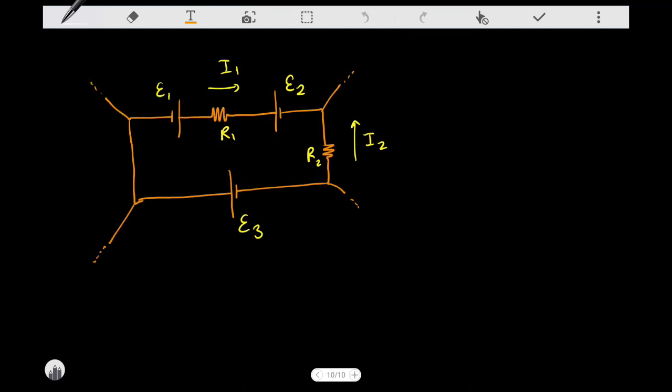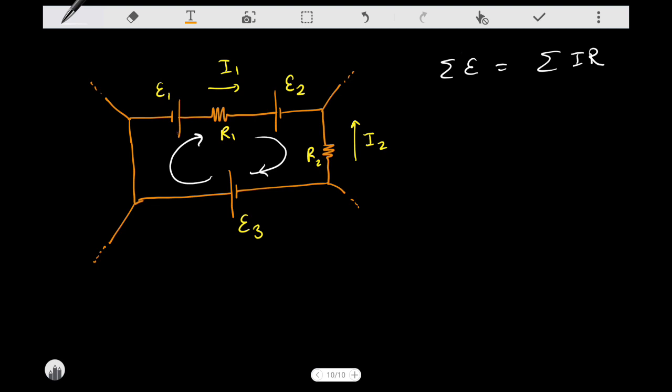This is the last example. In that case, there are EMF devices which are opposite in polarity. Let's again consider this loop in here. This is the loop direction, right? We are going around like that. So in that case, let me first write this thing down like that. This is sum of the EMFs is equal to sum of the potential drops on the resistors.